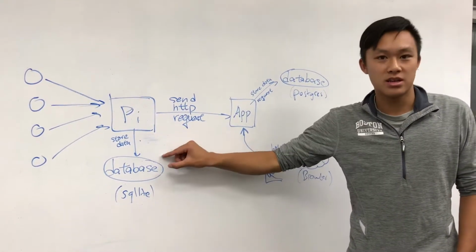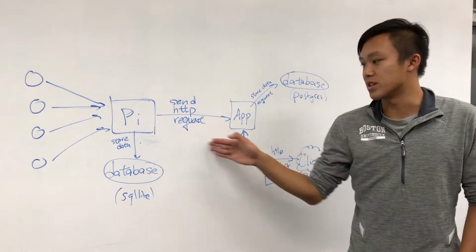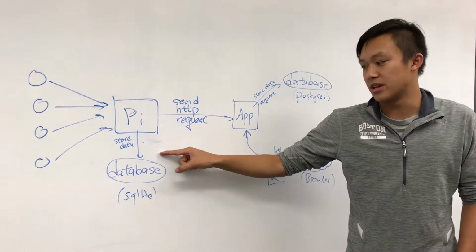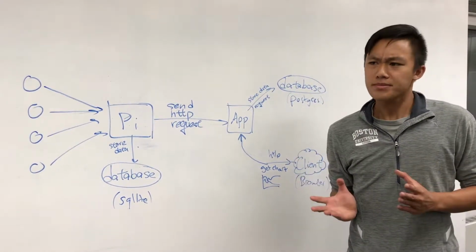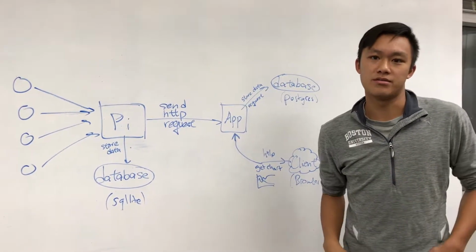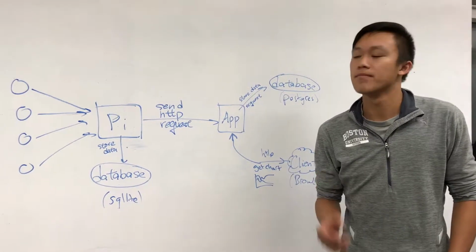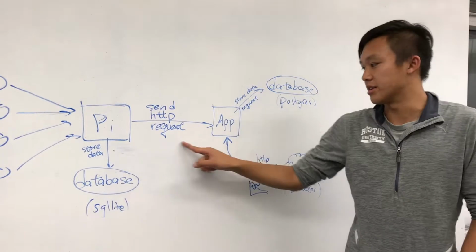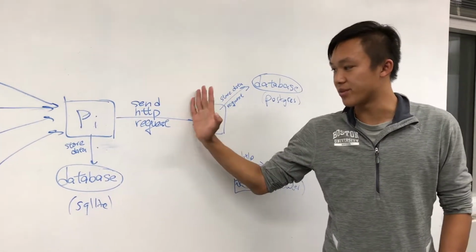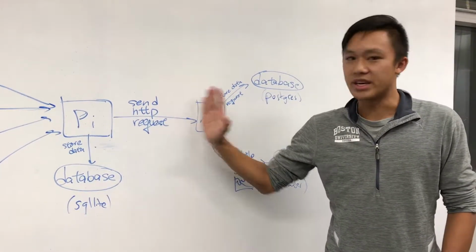And then it makes a copy of that data just in case things go wrong in the transport here. It stores a copy of that data in a SQLite database, which is a really compact version of SQL that saves memory and can fit onto a Pi. And while it's doing that, it also sends a copy of that data to our Node.js app. So this is kind of where the server begins.